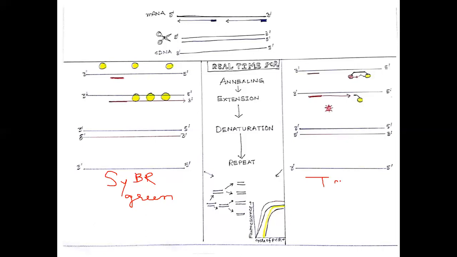Okay. So what are these things? Let's discuss. Suppose first I am going to explain the Cyber Green process. Cyber Green is a type of dye which can only bind specifically to the double-stranded DNA. So like in the previous step, we will do first denaturation and then annealing with the primer.